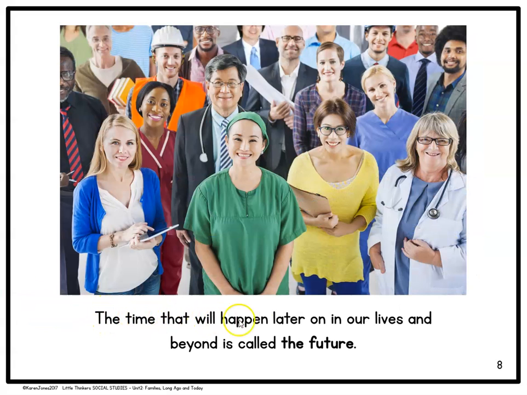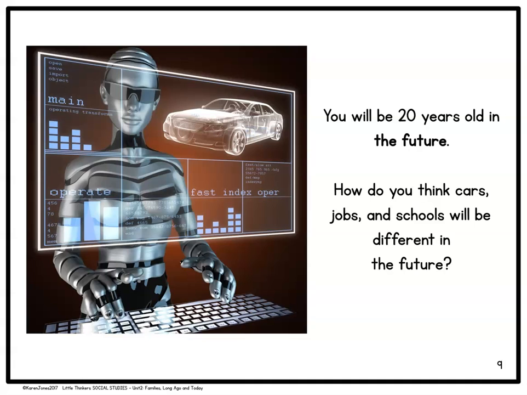The time that will happen later on in our lives and beyond is called the future. So the future is tomorrow, and when you turn 15, and when Miss Melissa turns 100. That's all time in the future. It hasn't happened yet. Wow. You will be 20 years old in the future. Can you imagine that?